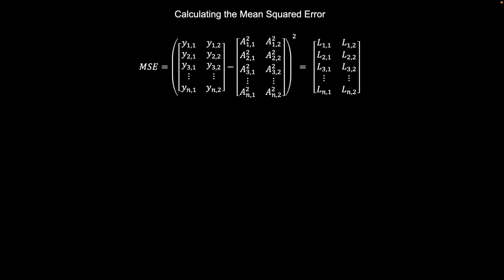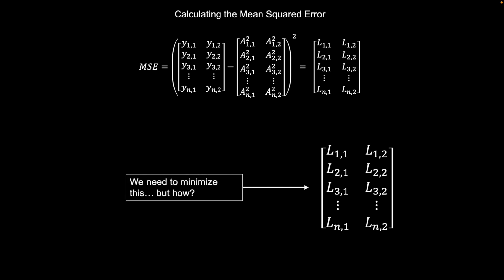This can be done using the mean squared error function, which is essentially the difference between the expected outputs and the actual outputs squared. This results in a matrix of shape n by 2 of our losses, and we need to minimize this, but how? In the next slide, we'll be exploring how we can minimize functions and how we can do that with context to the mean squared error function.